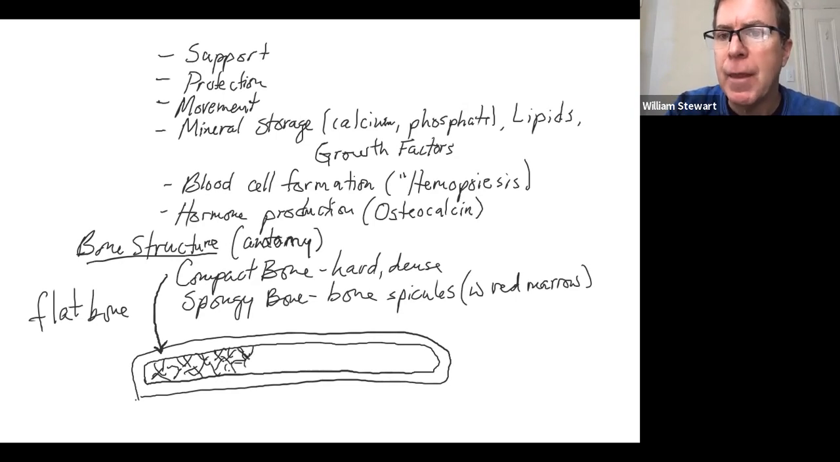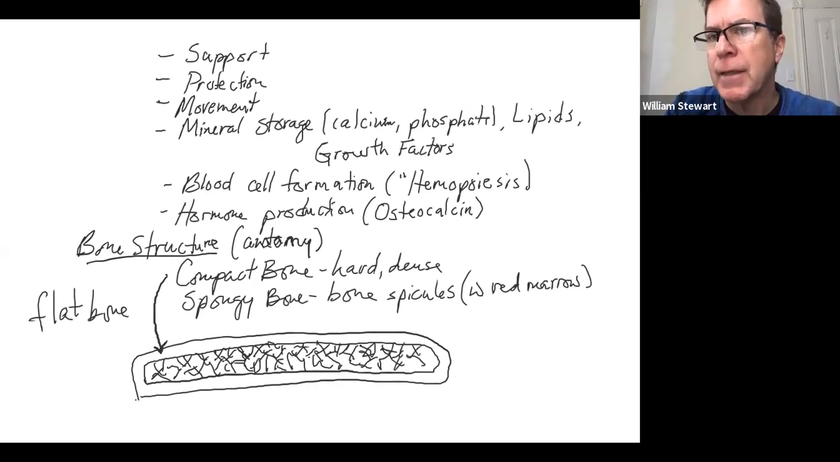For example, in the pelvis, the ilium of the pelvis, your hip bone, that flat bone is filled with a lot of spongy bone and red marrow. Other flat bones have this to a degree, but some more and some less. So there's the spongy bone in the center. And then in the spaces of these little bone needles or spicules is red bone marrow, okay?